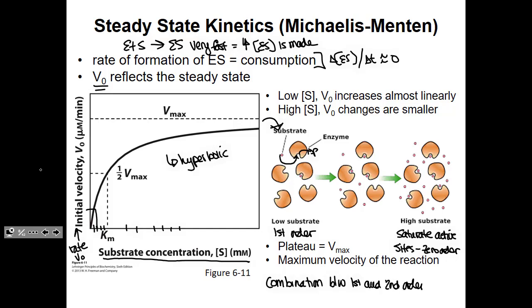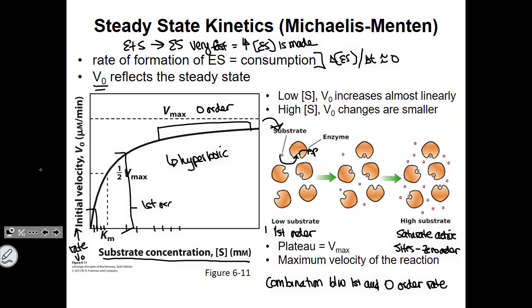Oh, not first and second, I'm sorry. First and 0 order. This is extremely important. There is no second order. The Michaelis-Menten plot is a combination between first and 0 order rates, where over the linear portion, you have first order. When you add substrate, you get higher velocity, and where it's kind of plateaued out, you have 0 order. No matter how much substrate I add, if I keep adding, no more, the velocity won't increase anymore.